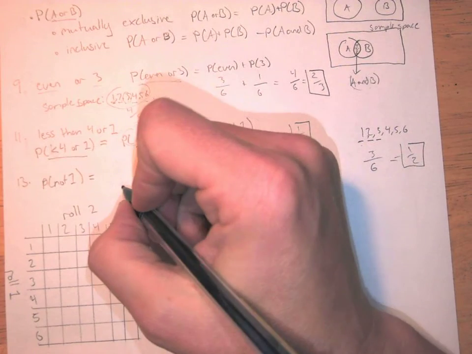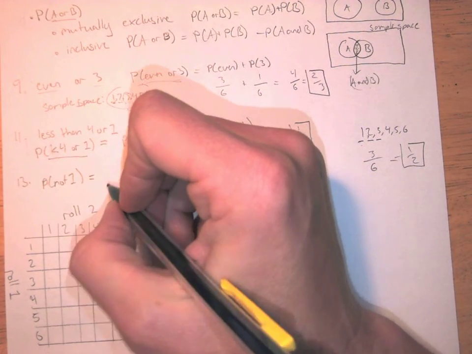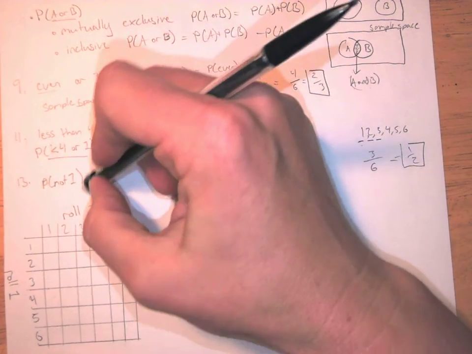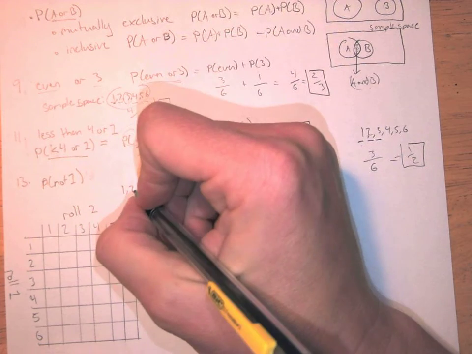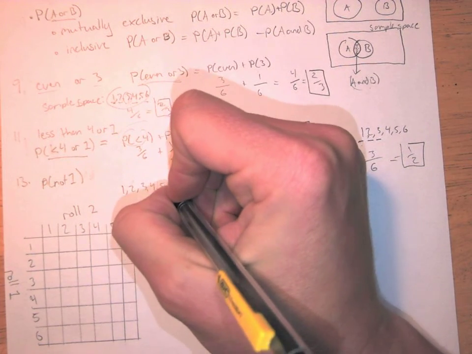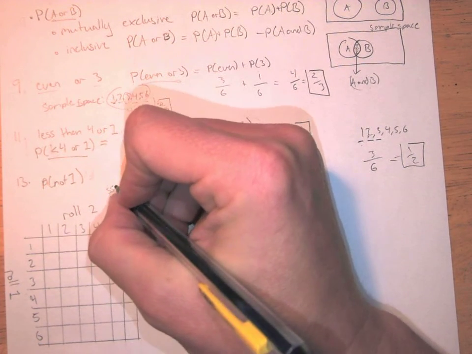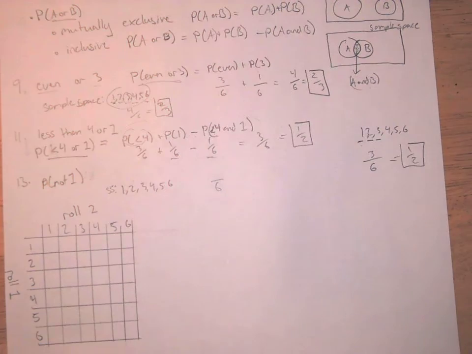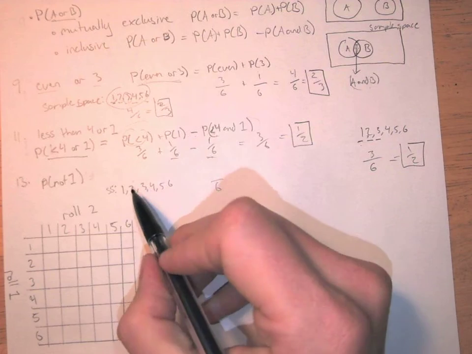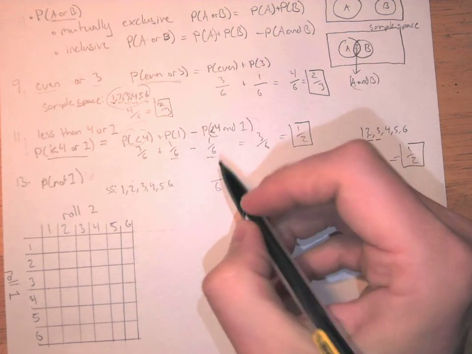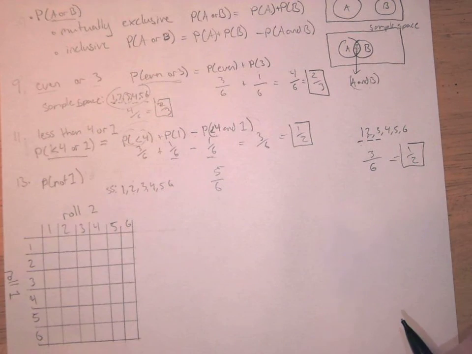So the sample space, again, is going to be 1, 2, 3, 4, 5, 6. So this is the sample space. There's 6 different possibilities there. How many ways are there to get not 1? 1, 2, 3, 4, or 5. There's 5 different ways for that to happen. So there you go. There's your answer.